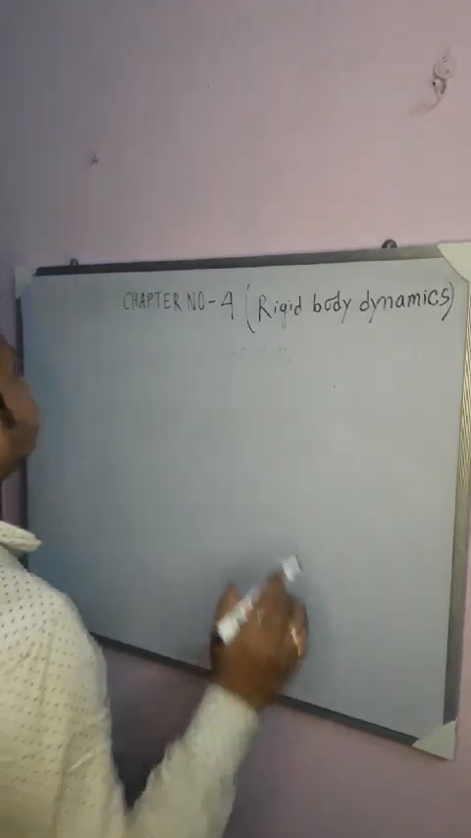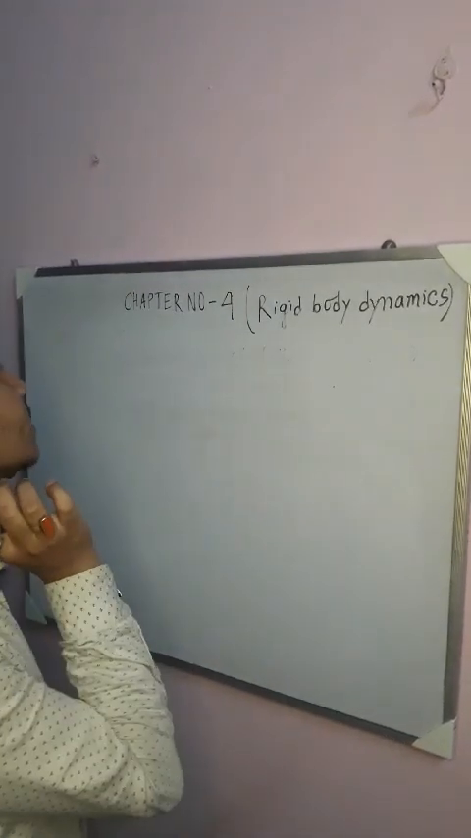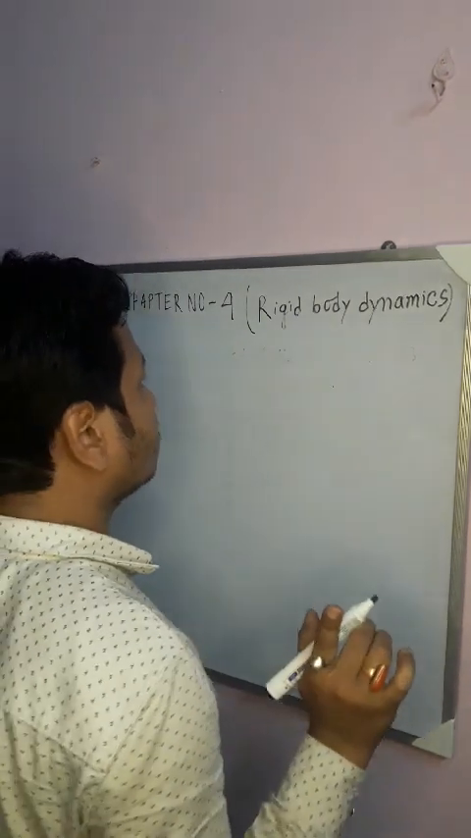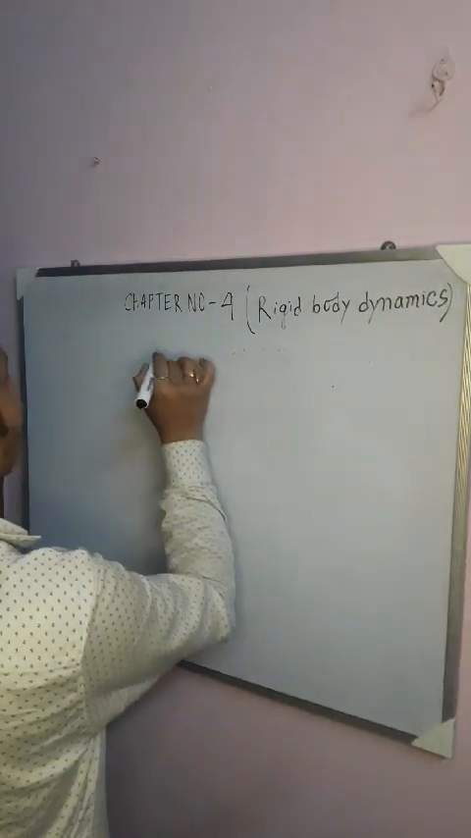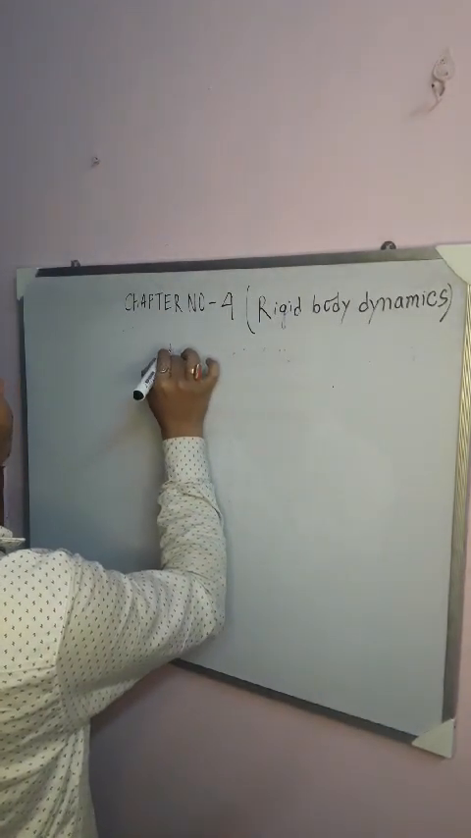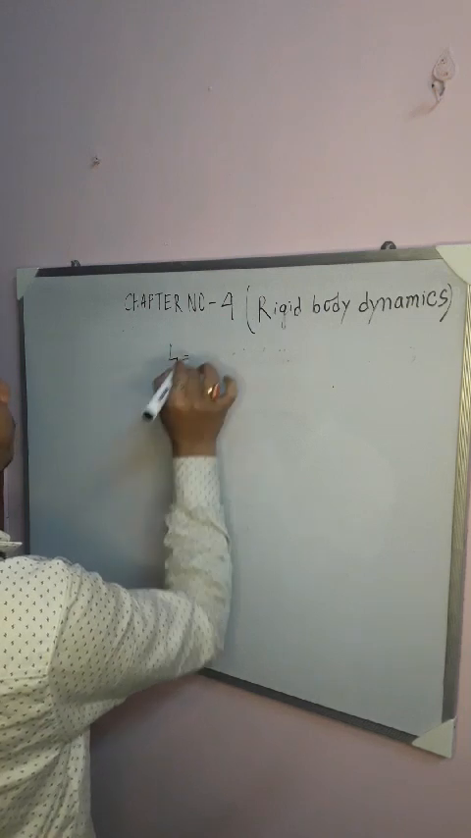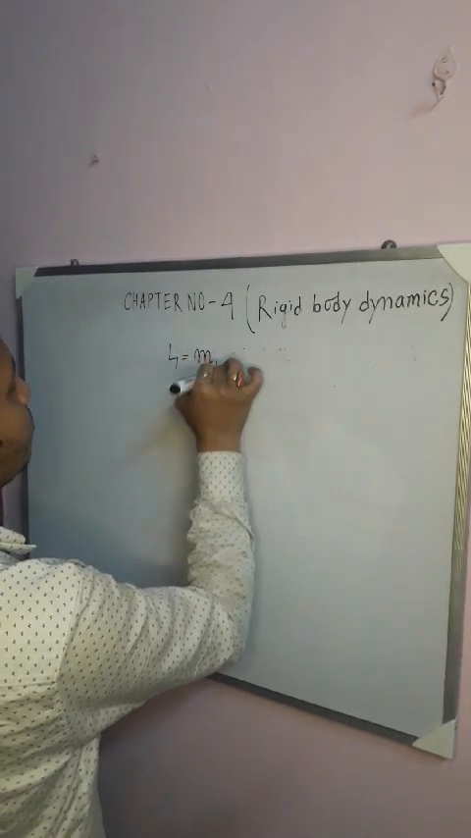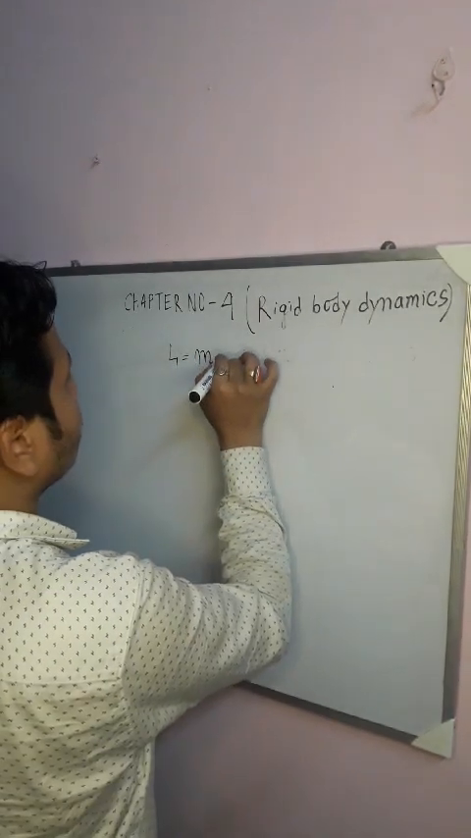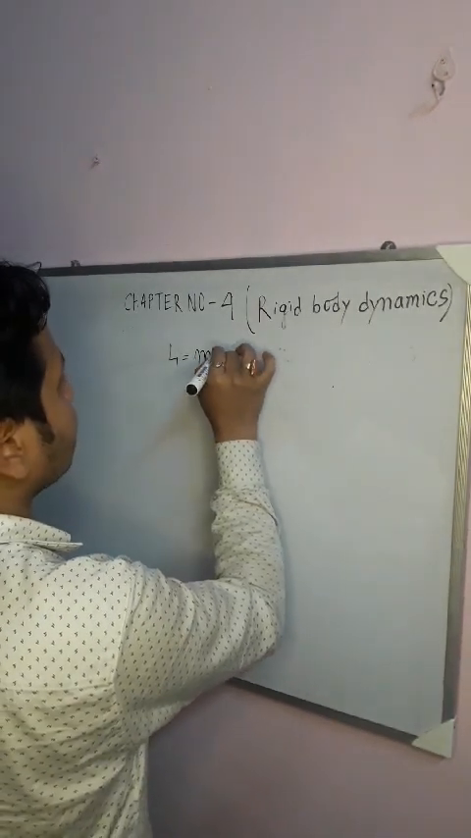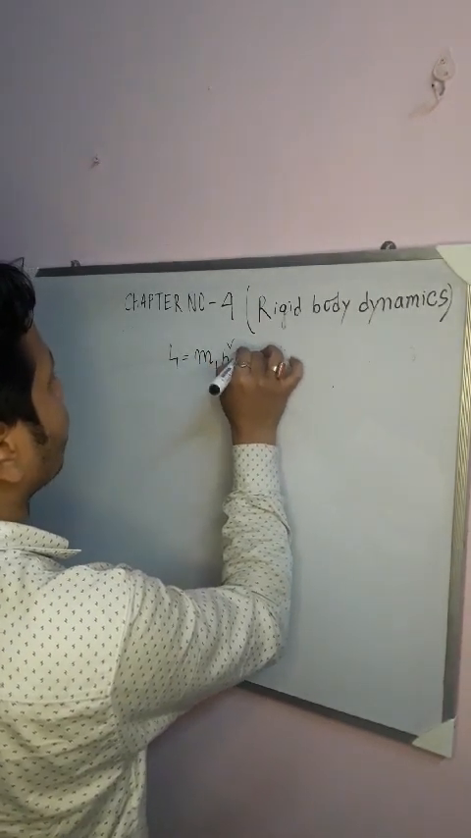Now let us find the angular momentum about the axis of rotation. What will be the angular momentum of a particle of mass m1? That is simply m v r, that is m1 r1 squared omega.